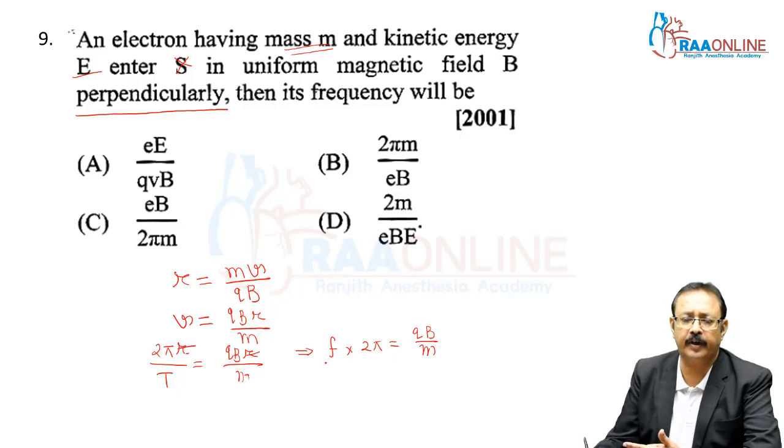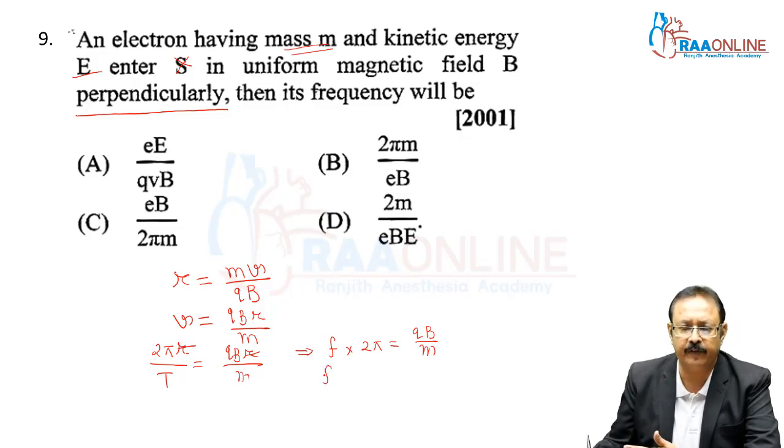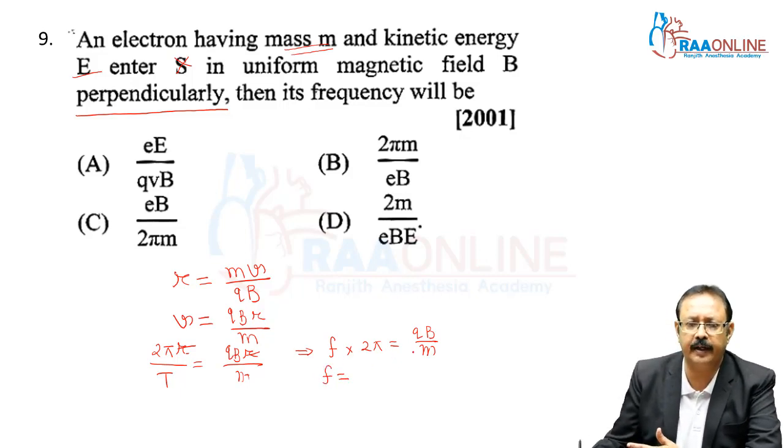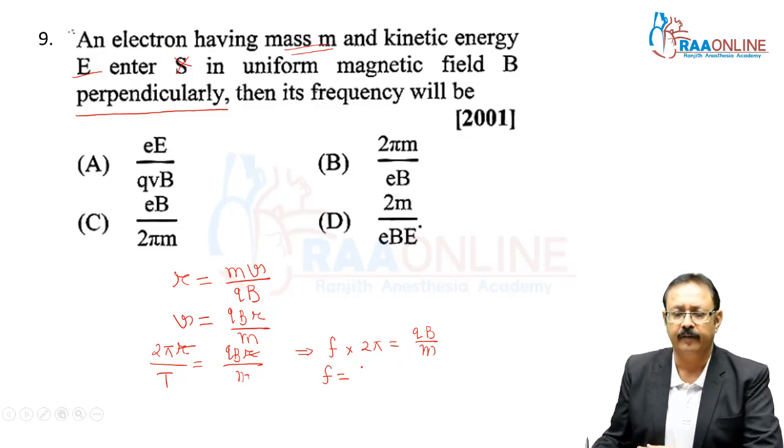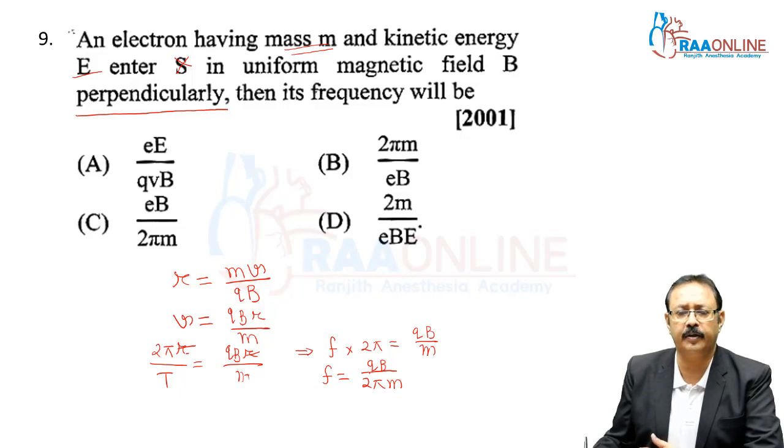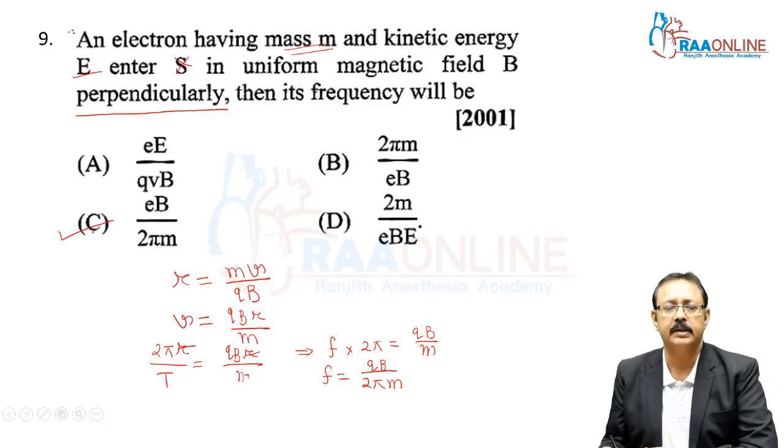No space for energy now. Frequency is independent of that. If mass is given, no need for energy. We get qB by 2 pi m. q is e, so eB by 2 pi m. So we are going with C.